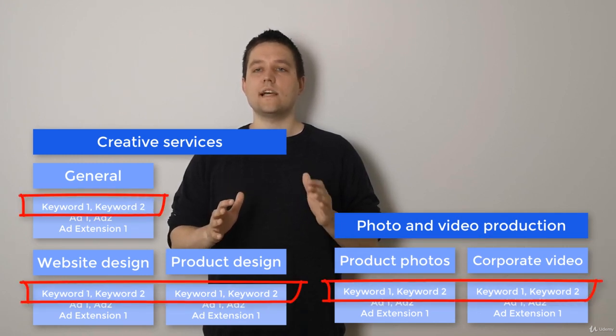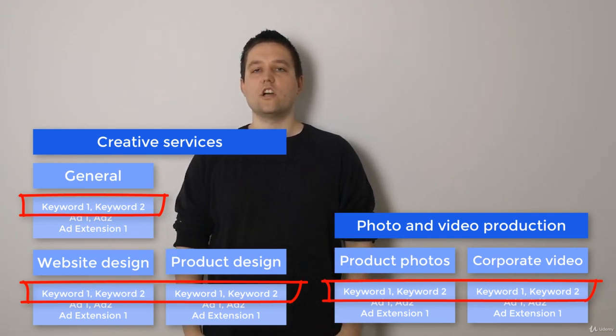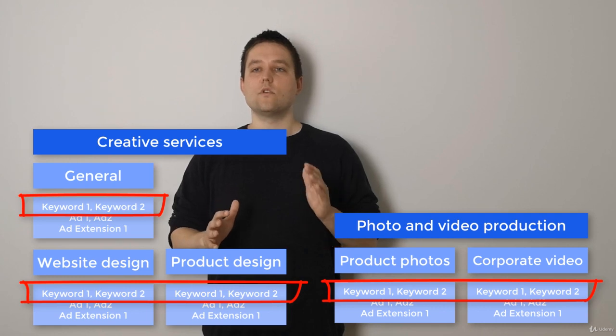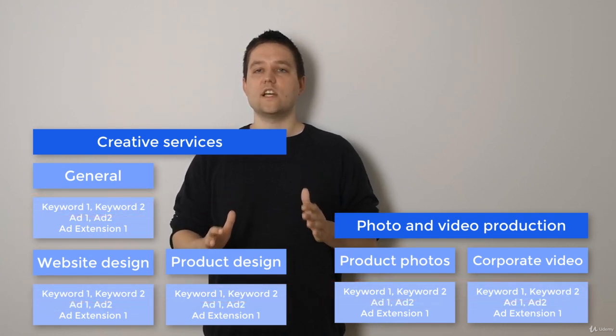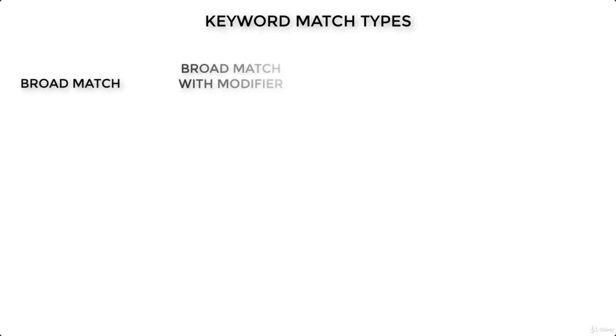Next step is to assign keywords to each of the ad groups we created. This way we determine which ads from the particular ad groups will be shown. The process is similar to what we did in the search engine optimization chapter, but with a couple of differences. First of all, you should know that you have 5 different keywords match types: broad match with modifier, phrase match, exact match, and negative match.